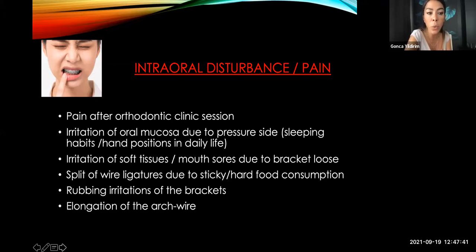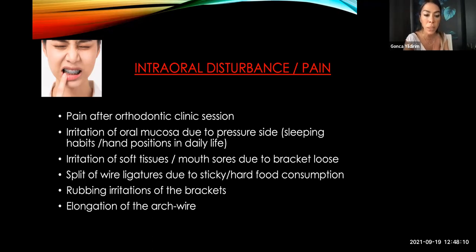It's also seen that the pressure side of the hand or sleeping habits cause irritation of the oral mucosa. Mouth sores can be seen due to loose brackets. If the patient consumes sticky and hard food, we can see splitting of the wire ligatures that tie the arch wire to the braces. And until the patient gets used to living with the braces, we see rubbing irritations of the braces.